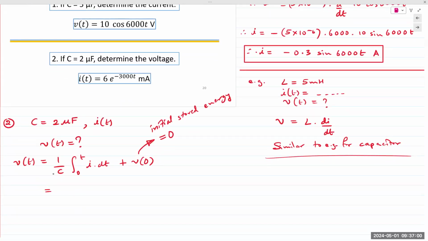Okay, so we plug in the values. Capacitor value is 2 microfarads, so we get 1 over 2 into 10 raised to minus 6. Integrate this between 0 to t. Now, for the limits of the integral, we plug in t because the final answer we want should also be a variable of time. So the variable is t and the limit of the integral is also t. There is no fixed value right now. Our job is to determine an expression that will be a function of time.